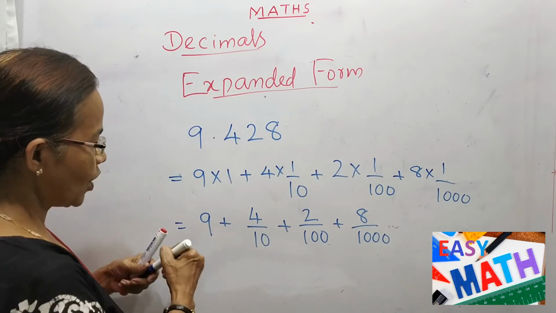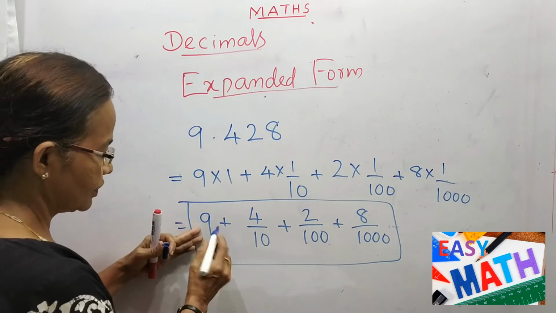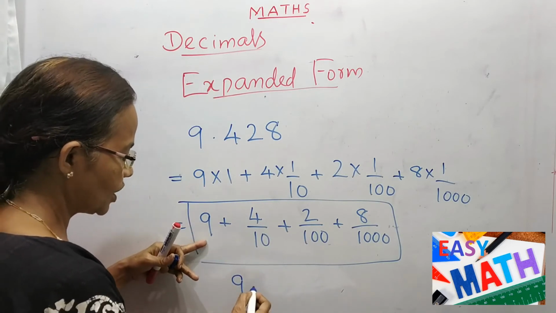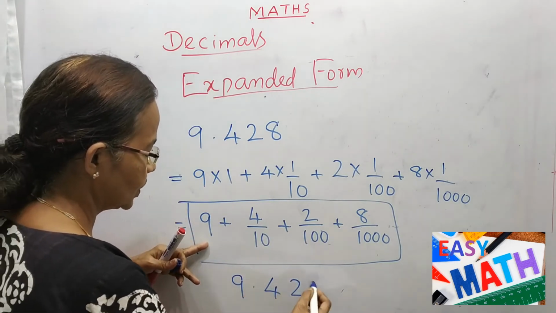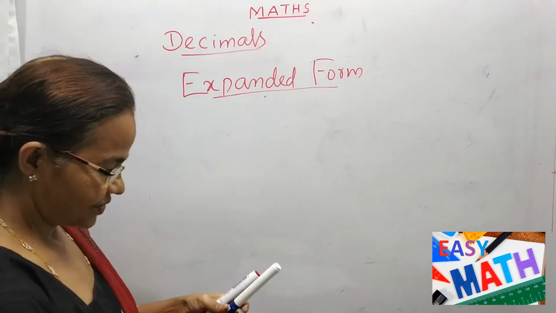Now, given this expanded form, you have to write the decimal form. Okay, and we write this is the whole number part, and put the point, and 428. That is the answer. Okay, thanks children.